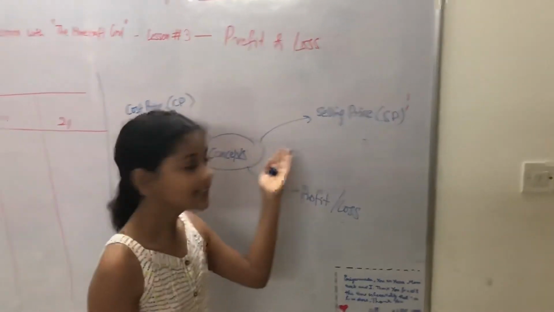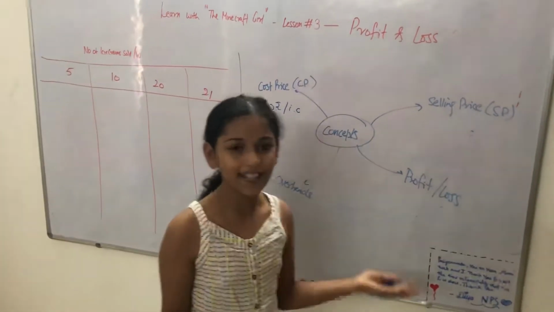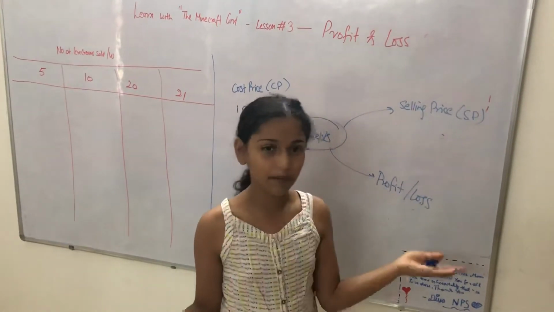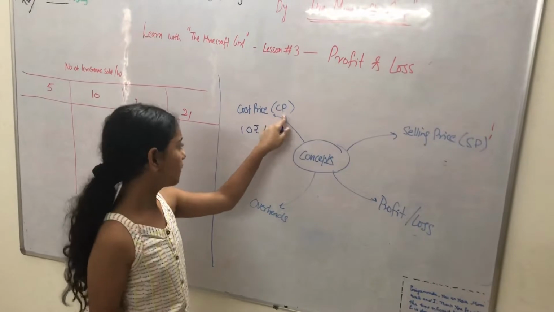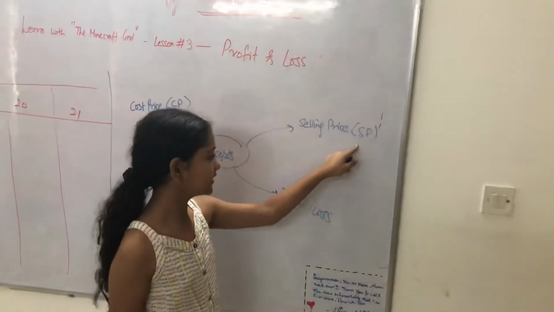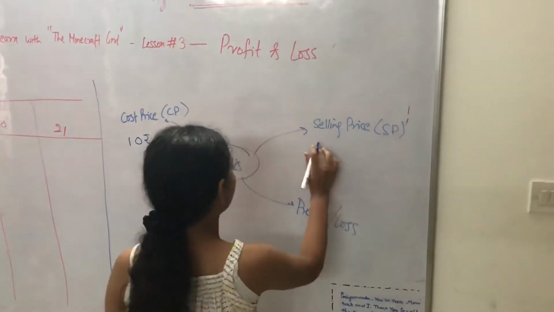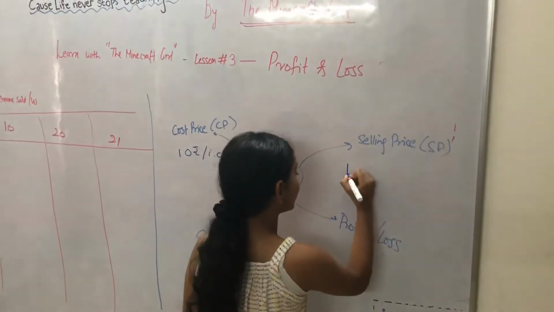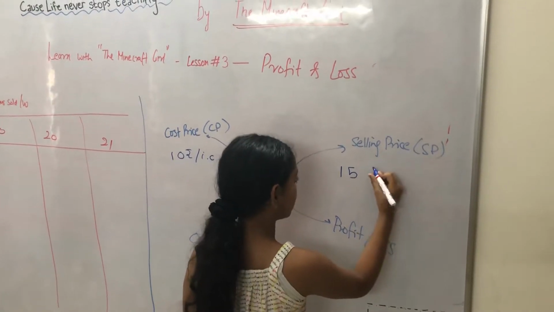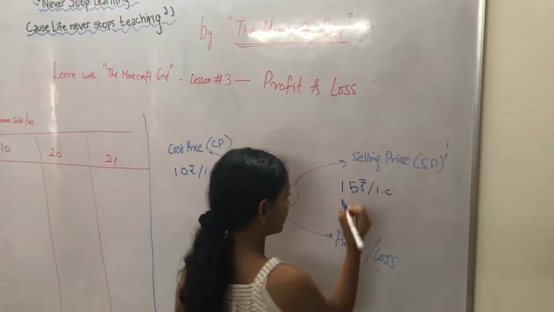Selling price must be the price that he sells it at. I'm just going to explain it to you, though it's very obvious, because some of you might not understand it. So there are abbreviations for this: CP, cost price, and SP, selling price. The selling price is basically the price that Steve sells the ice cream at. And he told me he sells each ice cream for 15 rupees. So basically 15 rupees per ice cream.